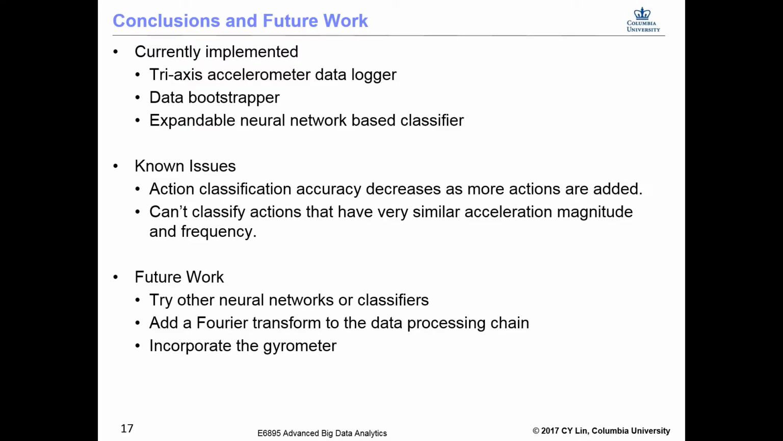Now in the future, I'd like to try some other types of neural networks or classifiers to minimize these problems. Perhaps adding a Fourier transform to the data processing chain will also help to mitigate some of the problems, because then we can use low pass filters or something like that as well. And also to mitigate problems with similarities in the acceleration magnitude and frequency, we could also incorporate a gyrometer, because maybe the gyrometer data will be slightly different than the acceleration data.